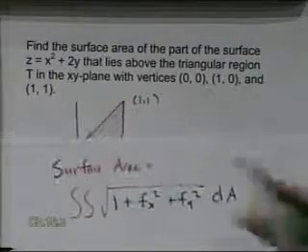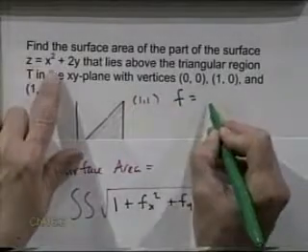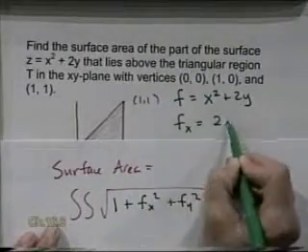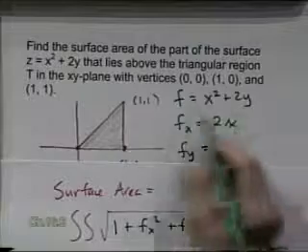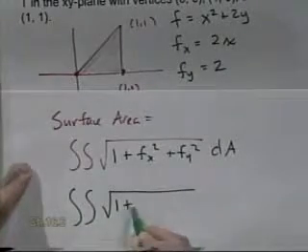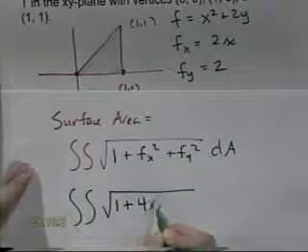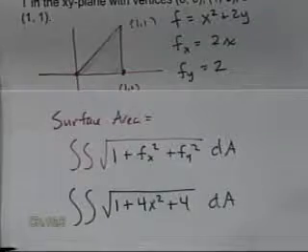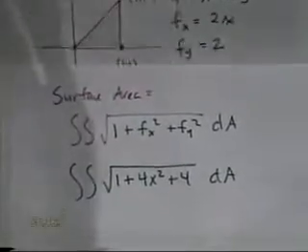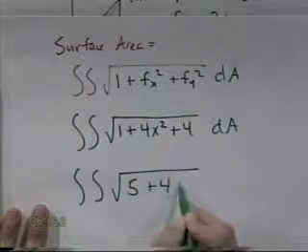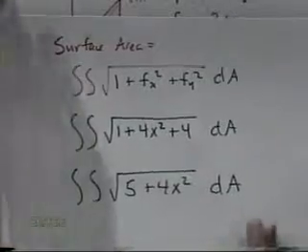So you have to look at f. Here's your f. F is what z is, the surface, x squared plus 2y, and figure out what fx is. That's just 2x. And fy, the partial with respect to y, is just 2. So plugging in here, I get the square root of 1 plus fx squared, which is 4x squared, and fy squared is 4, dA. Are we all okay? Now, simplifying this a little bit, I get the square root of 5 plus 4x squared dA.